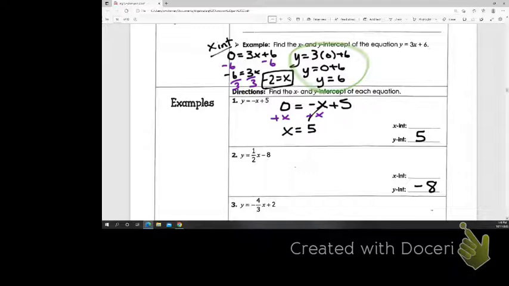And then I don't have to worry about dividing. You could have moved the 5 and then divide it by -1. So the x and y intercept can be at the same number. That's possible.